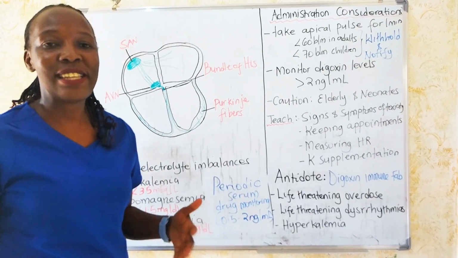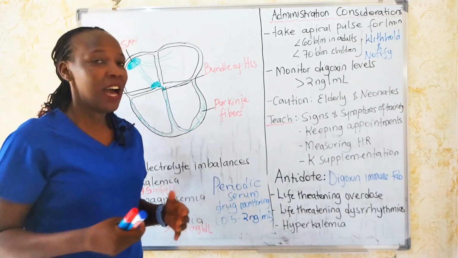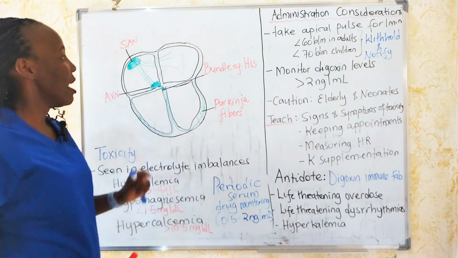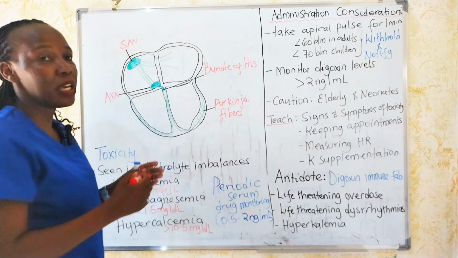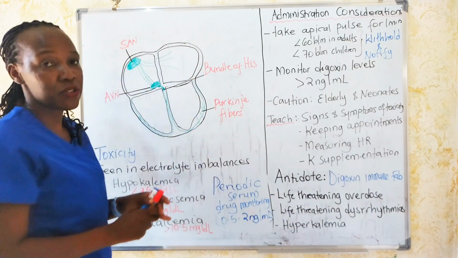Digoxin produces a negative chronotropic and a negative dromotropic effect. How does it do that? So we look at a rough structure of the heart, and we look at how electrical impulses are generated and then propagated across the heart.